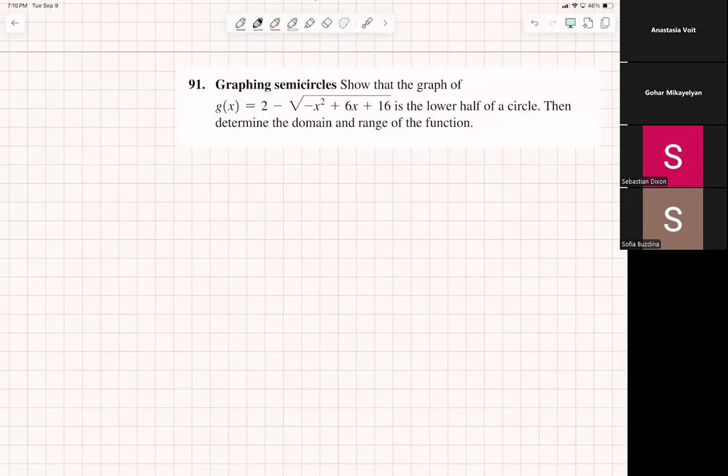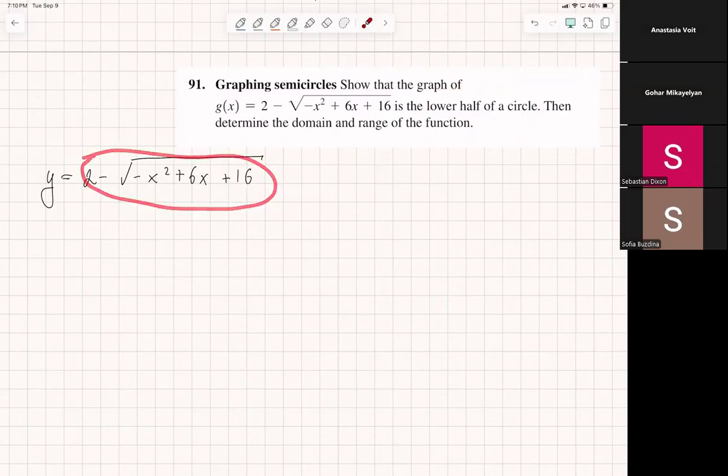So in this case, we essentially have y equals 2 minus the square root of negative x squared plus 6x plus 16, right? And we are given already some kind of a hint that that should be a lower part of the circle, right? So we want to see where the circle or semicircle is in this case.